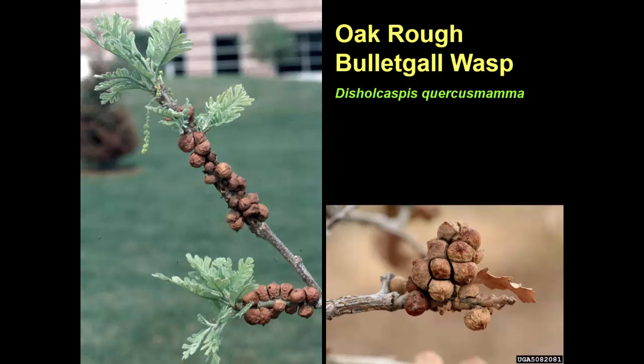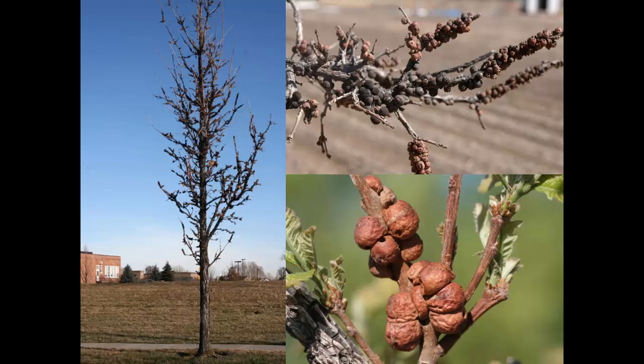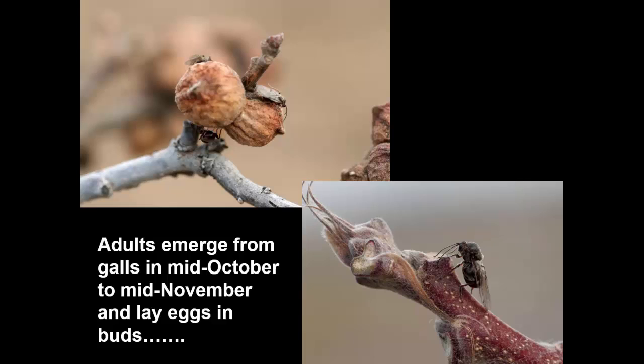I want to talk about it in a little more detail because it also allows us to bring up the subject that many of these gall wasps have two different forms. They have two different stages. They are all associated with oak, but they make different galls. So one gall-making wasp might make two different kinds of galls. So in the case of the oak rough bullet gall wasp, it produces very conspicuous galls on twigs, and that's what people most notably will observe.